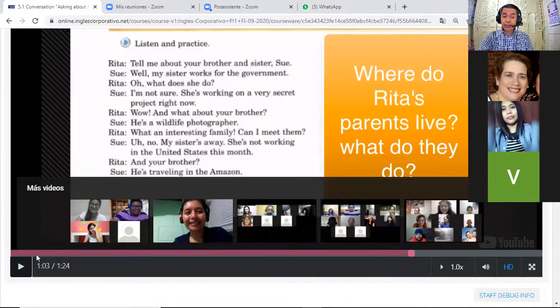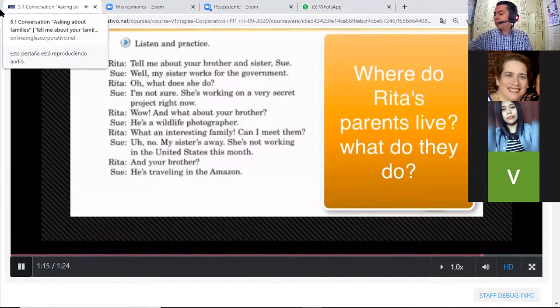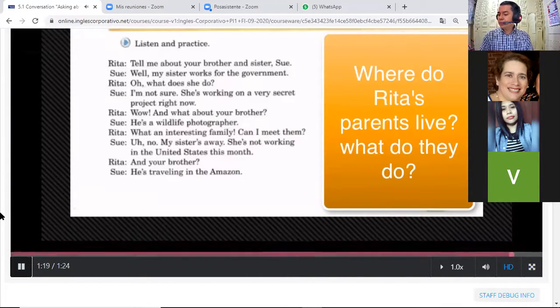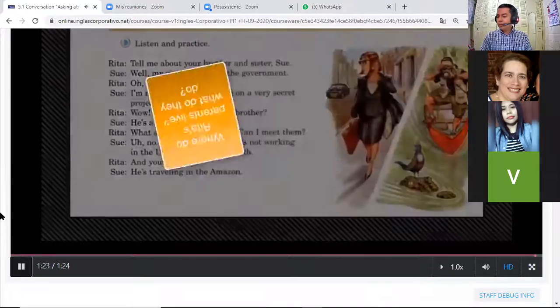Now pay attention and let's see, we're going to read the commentary, right? What do they do? So what about your parents, Rita? Where do they live? They live in Texas. Oh, where in Texas? In Austin. It's a small city, but it's very nice. Are they still working? Oh, yes. My mother is teaching at the university there, and my father is a carpenter.